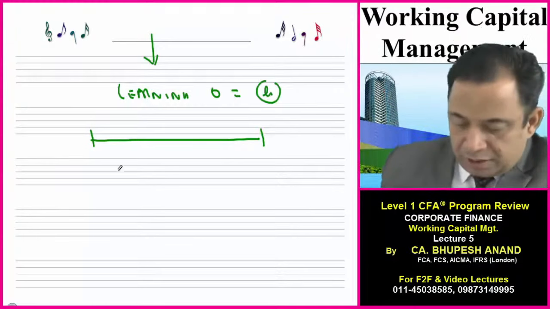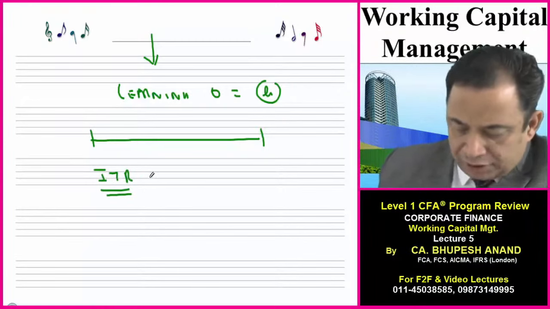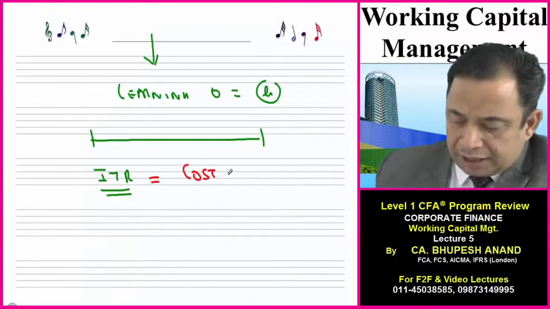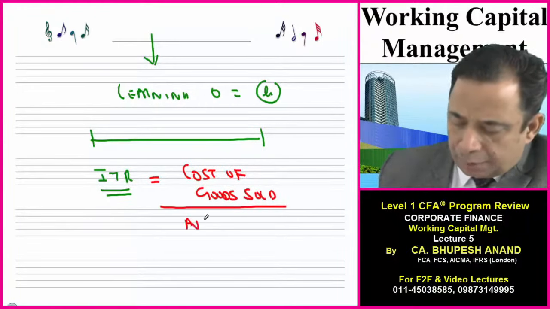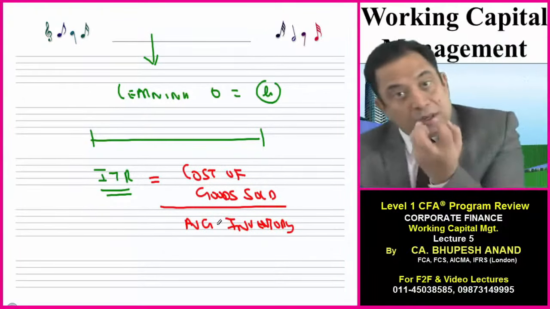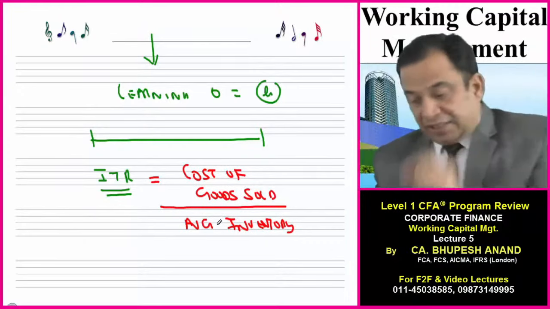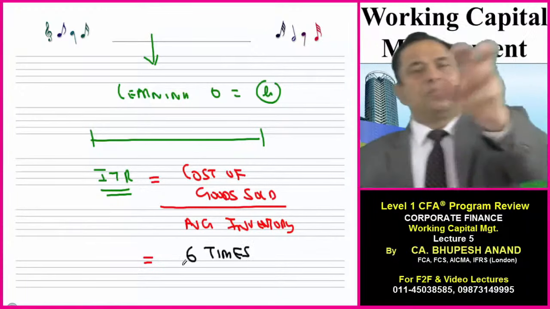I think you must be aware of the inventory turnover ratio and what its formula is: cost of goods sold upon average inventory. This is the formula I derived for you. When I say cost of goods sold upon average inventory, let it be 6 times. I have just assumed 6 times.